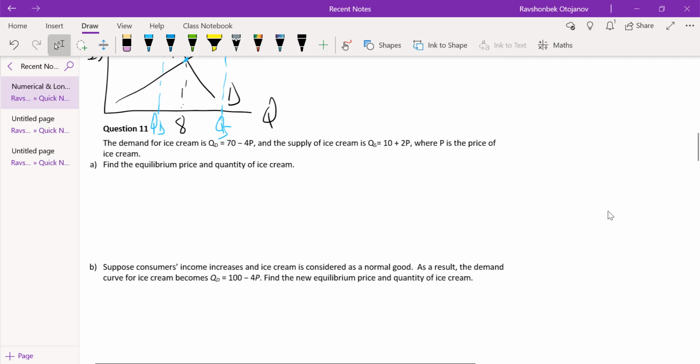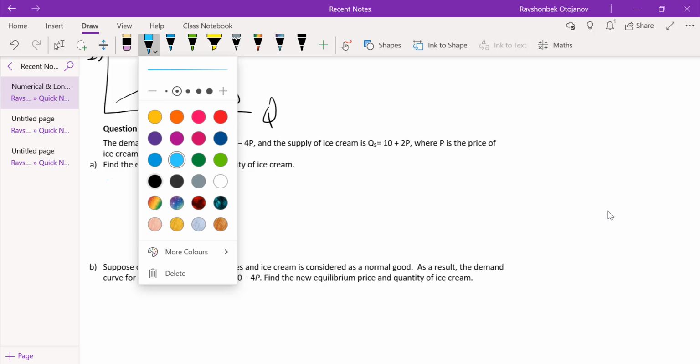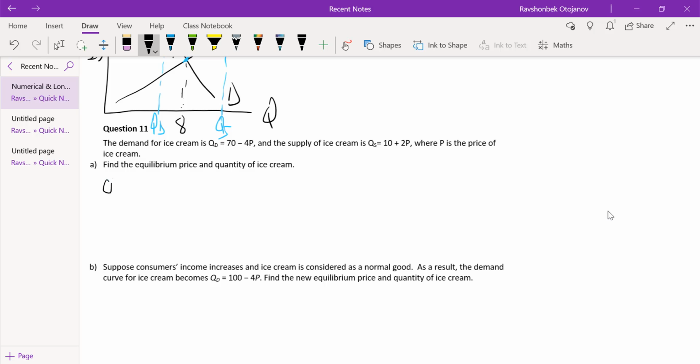The demand for ice cream. So let's write down the demand equation. Quantity demanded is equal to 70 minus 4p, and the quantity supplied is 10 plus 2p, where p is the price of ice cream. Find the equilibrium price and quantity.